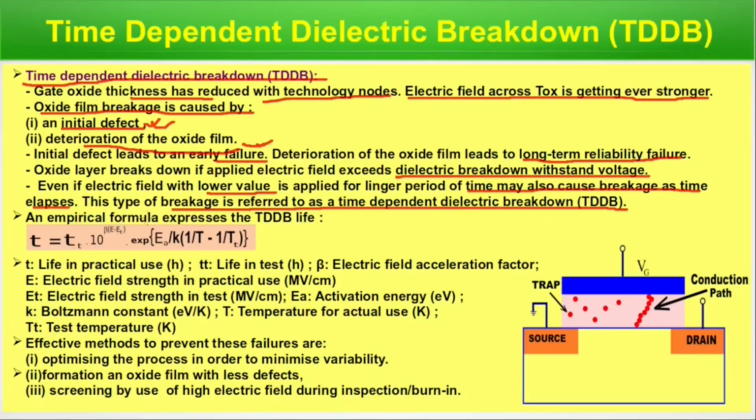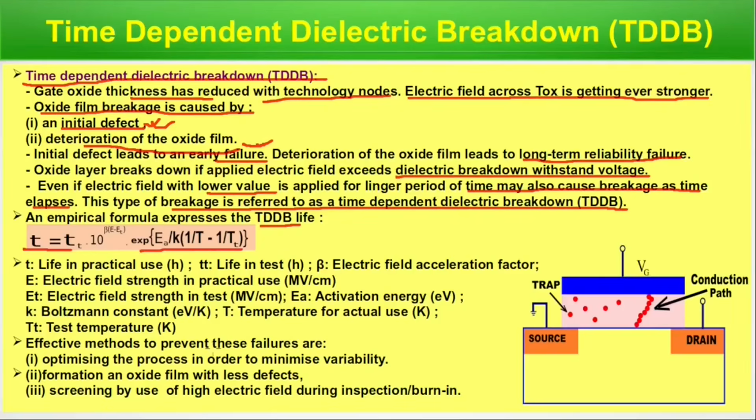There is an empirical formula which describes the TDDB life, how long it will take. T life in practical use, T life in test, beta is the electric field acceleration factor, and E is the electric field strength in practical use and electric field strength in test, with activation energy, Boltzmann constant, and temperature for the actual case. So from this equation we can easily realize that temperature dependency is there and time dependency is there. So TDDB, as the name suggests, is a time-dependent phenomenon.